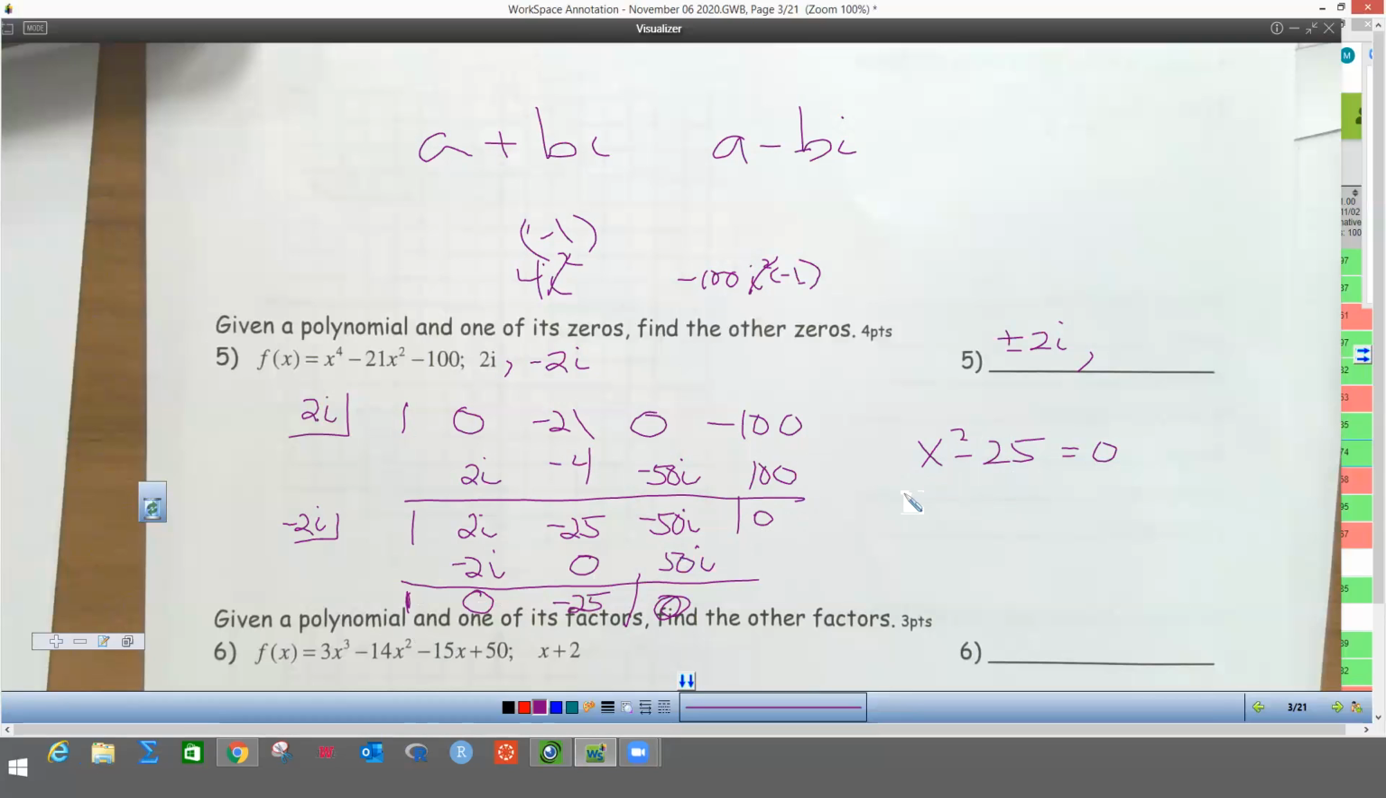Now, this is a difference of squares, so this is x plus 5 times x minus 5 when you factor a difference of two squares. You get x plus 5 equals 0 and x minus 5 equals 0, so we get x equals 5 here and x equals negative 5 here, so the other zeros are positive and negative 5. So those are the 4 zeros. Now, you did not have to put the one they gave you, 2i, but you did have to have the other 3 there. Does anybody have any other questions you'd like to see off the homework or anything else?